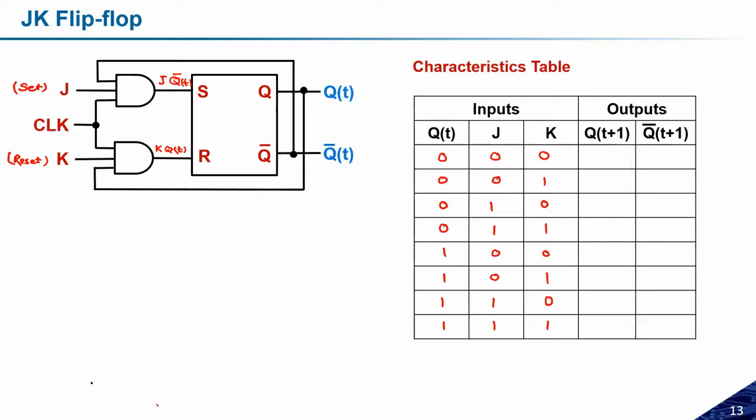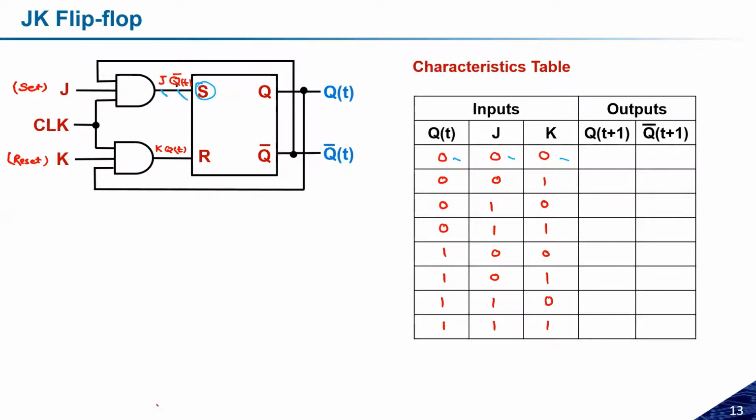Suppose Qt is equal to 0, J is equal to 0, K is equal to 0. If it is like that, the output Qt is going to be something like this here. See, if it is 0, set we know is J Qt bar. Qt bar means what?